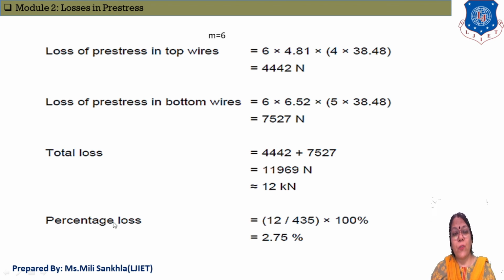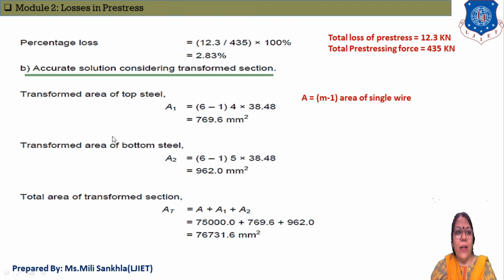Now the percentage of loss we find for the accurate method, that is equal to loss divided by initial prestressing force into 100, and my answer is equal to 2.75 percent. Our first answer by the approximate method is equal to 2.83. That means the accurate method and the approximate method give similar values, nearly the same. So we can use the approximate method also, and we can use the accurate method also.